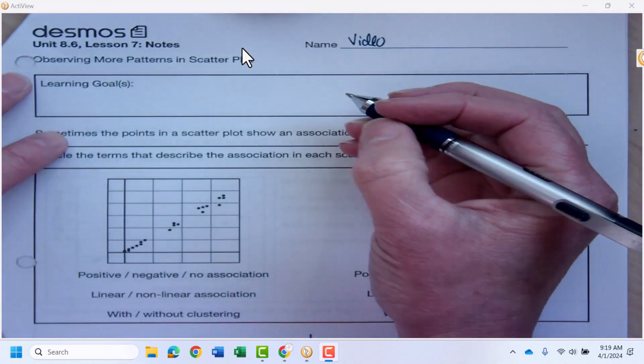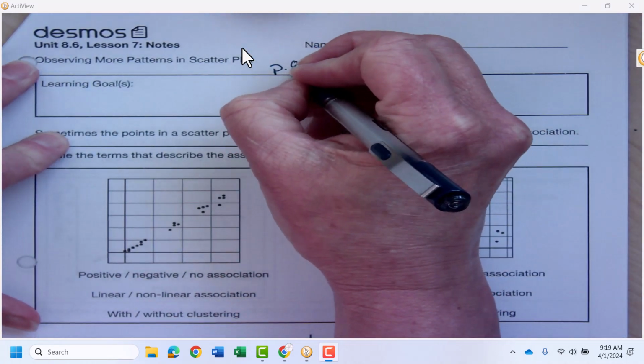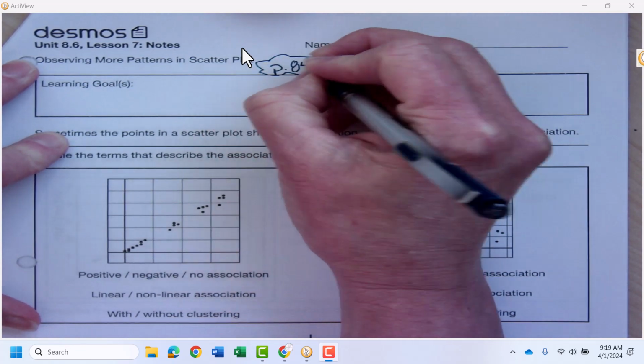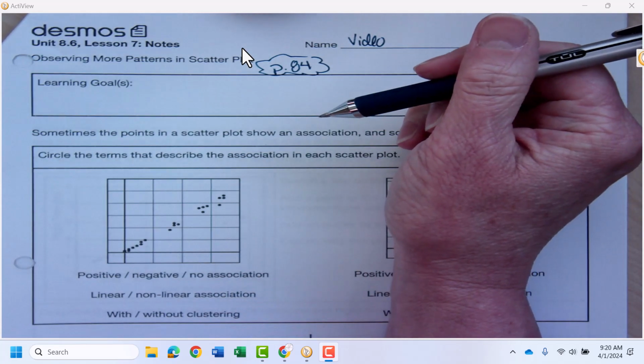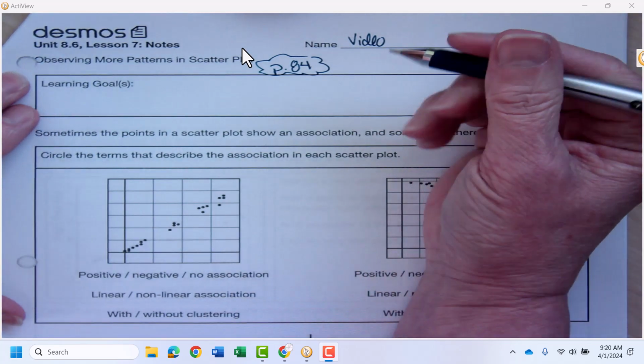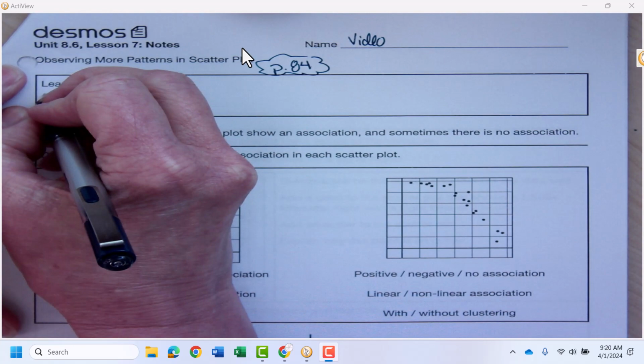All right, we're on page 84 in your notebooks. And I think it's actually going to be more helpful for this lesson to take a look at the notes before you do the activity, just so you have a sense of what it is that you're trying to find and what you're trying to see.